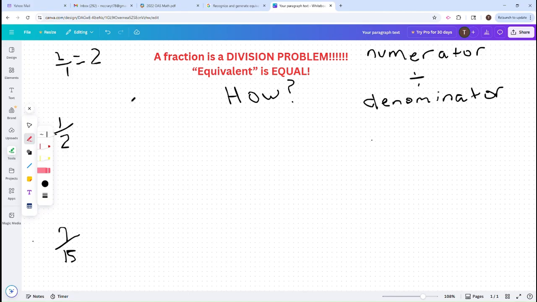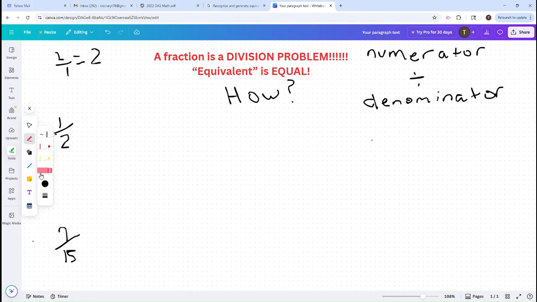So for starters, we have 1/2. Again, that's $1 or one thing divided amongst two people. So for them to get an equal amount, they will have to split or cut in half that one thing, obviously. Now, how can we make this fraction 1/2 an equivalent fraction? How can we make an equivalent fraction out of 1/2?